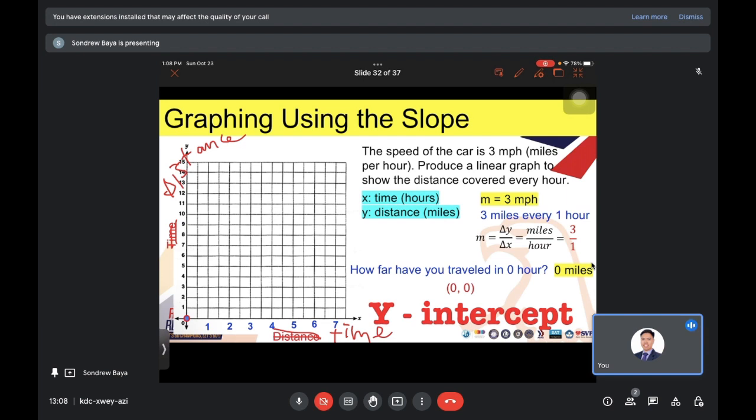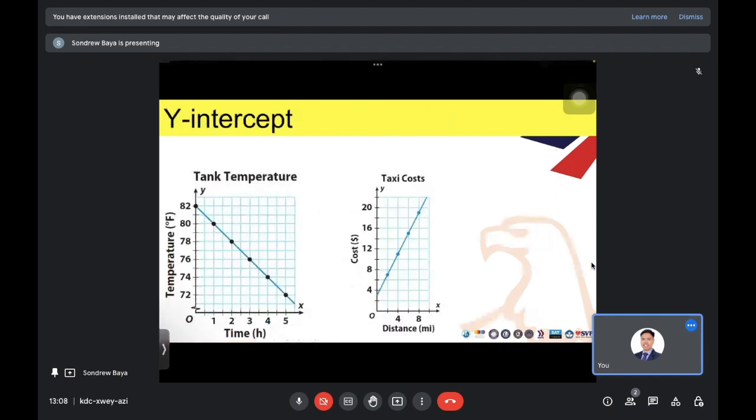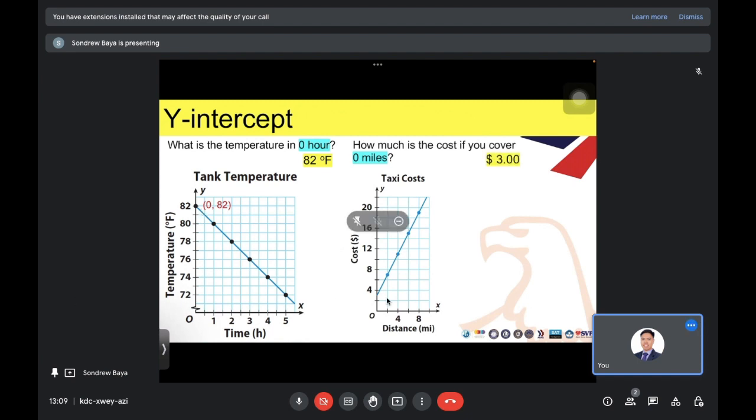All right? So before we proceed, we have to learn first what the y-intercept is. So the y-intercept actually answers the question, say for instance, in the first graph, what is the temperature of the tank in 0 hours? Anyone? Yep. Based on the graph, it's 82 degrees Fahrenheit. From here we can identify the ordered pair 0, comma 82. For the second graph, how much is the cost if you cover 0 miles? Here the cost is $3. Again, we can have this from the graph: 0, comma 3.